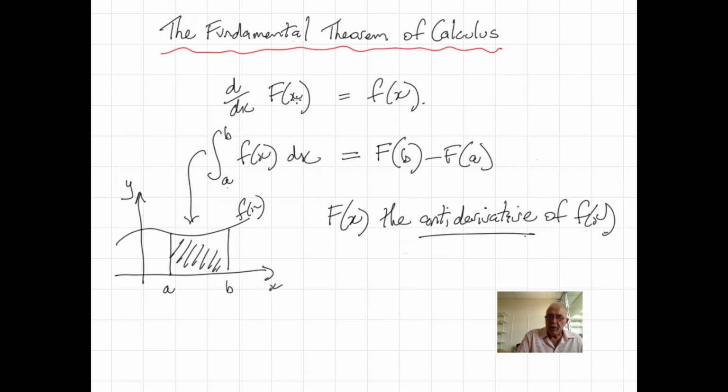To actually find capital F of x, you've got to find a function that, when you take the derivative of this function, you're going to get that. That's what this is saying, that when you find the derivative of capital F of x, you get lowercase f of x. So capital F of x is called the antiderivative. When you're trying to integrate something, you've got to say, what function have I differentiated to get this function? And that's why they call it the antiderivative.